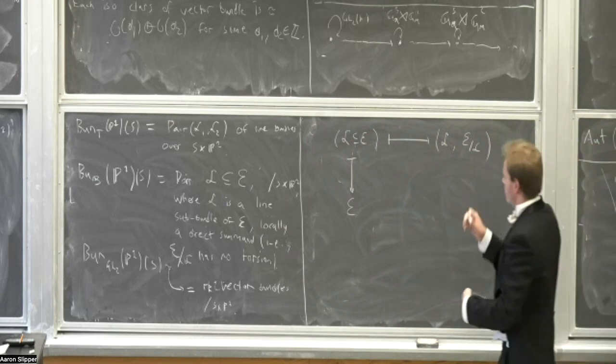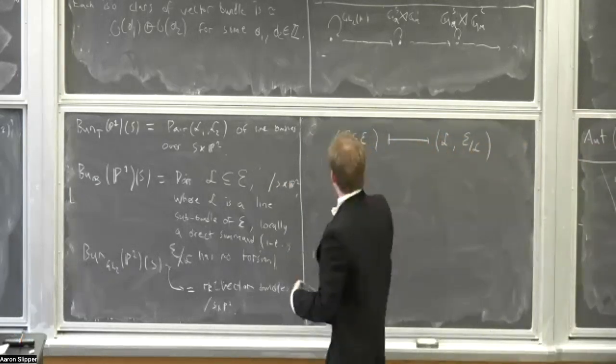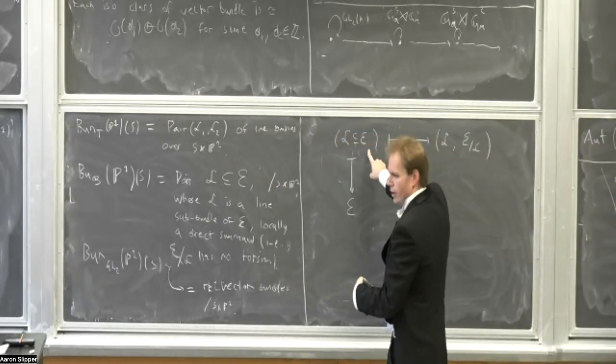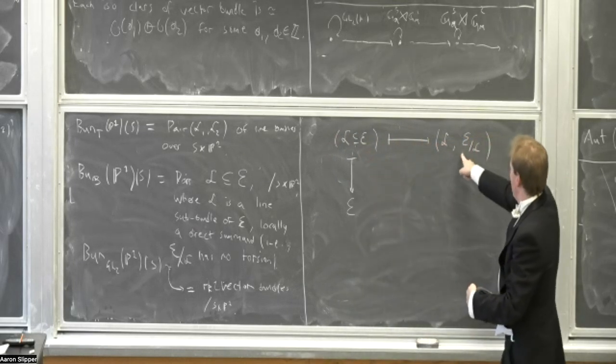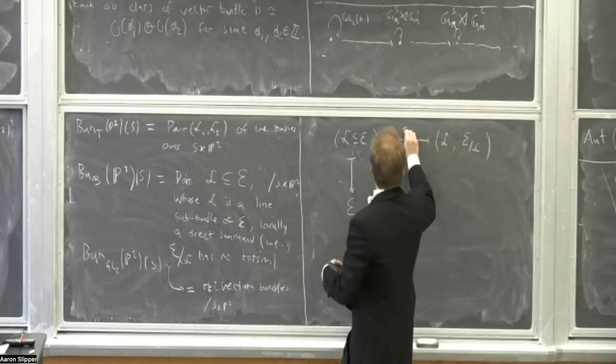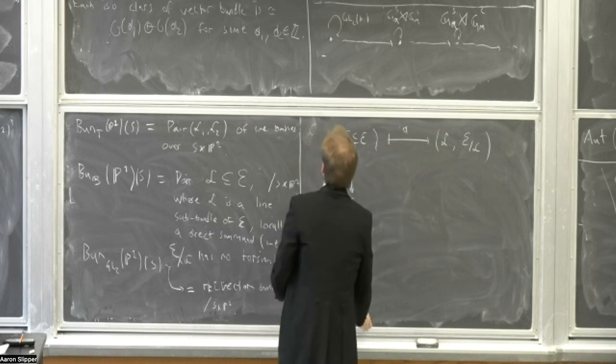So let's study K points. Let's assume S is Spec K. So these just correspond to a line bundle over P1, a vector bundle over P1. And so let's study the maps Q and P.